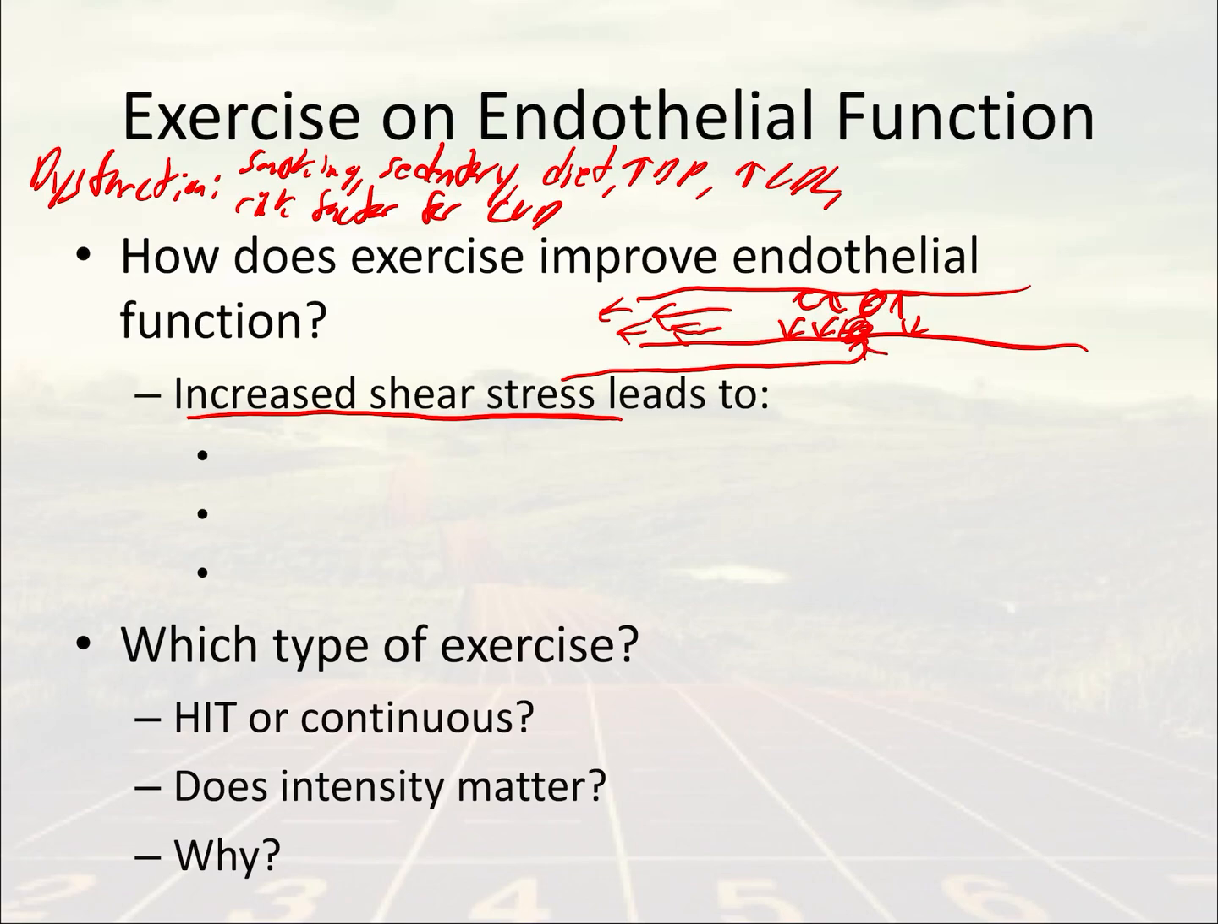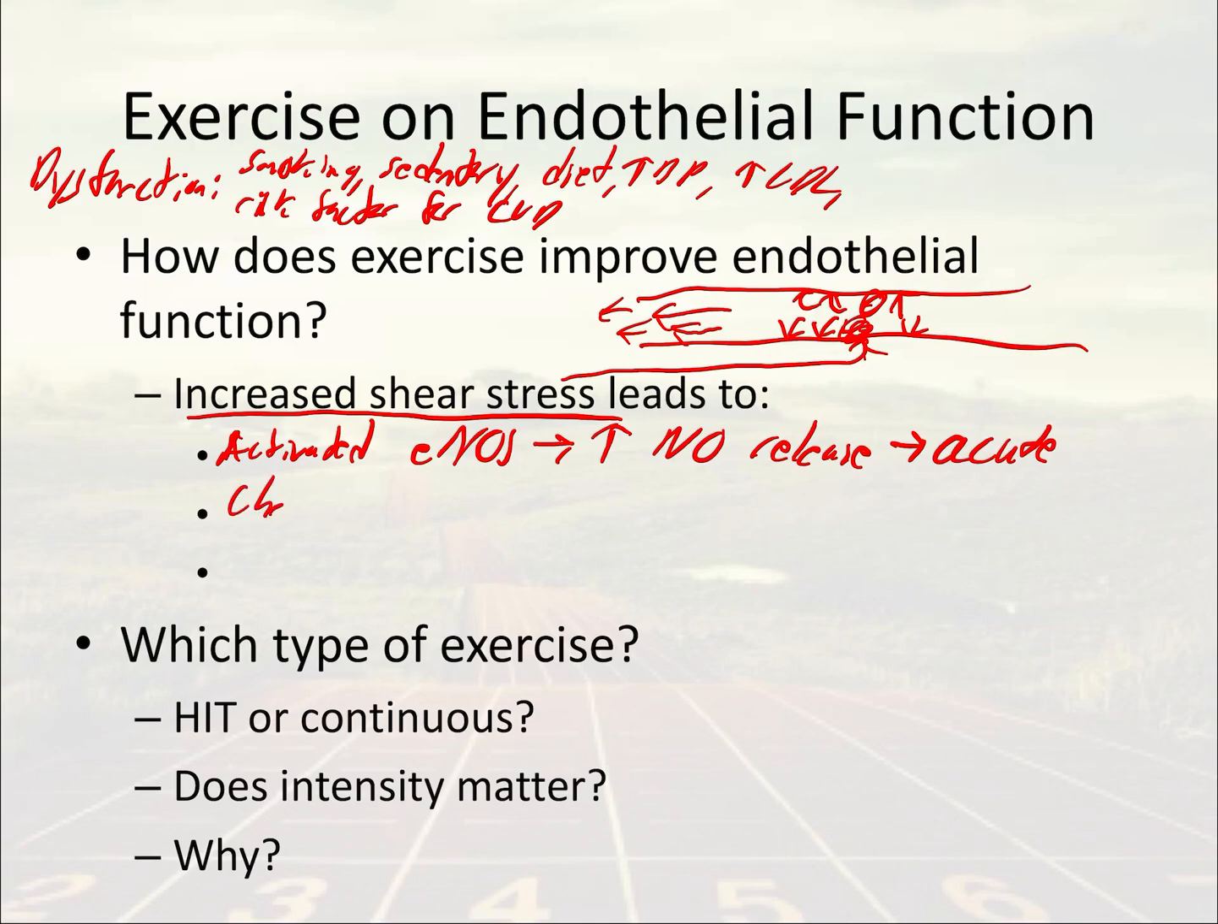And what we see with that is that shear stress, first of all, stimulates mechanoreceptors on those endothelial cells, and that activates them. Those mechanoreceptors eventually lead to activated eNOS, which leads to increased nitric oxide release. That's kind of the acute effect, right? But then the chronic effects would be increased production of eNOS, which also means increased nitric oxide availability.